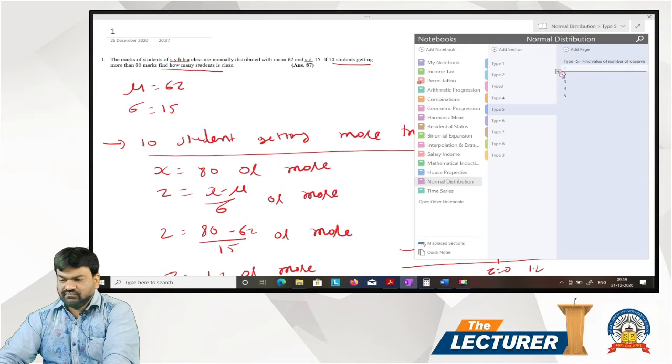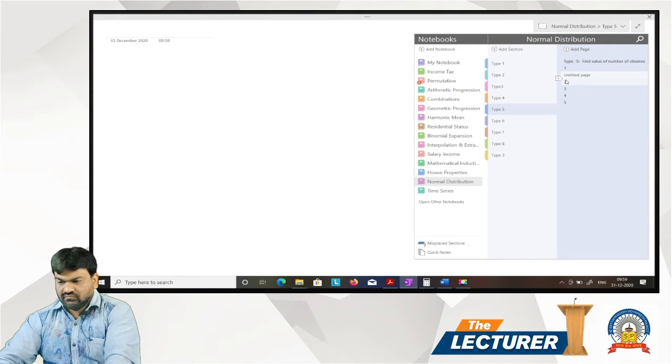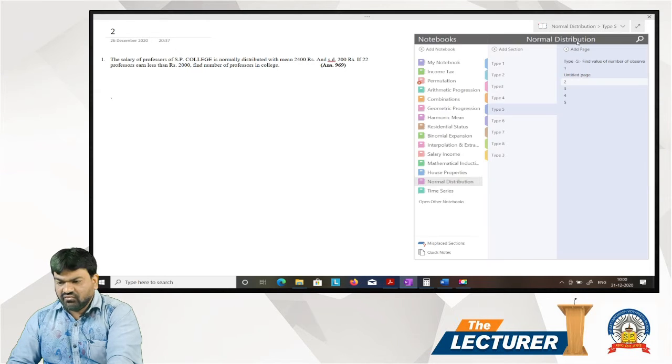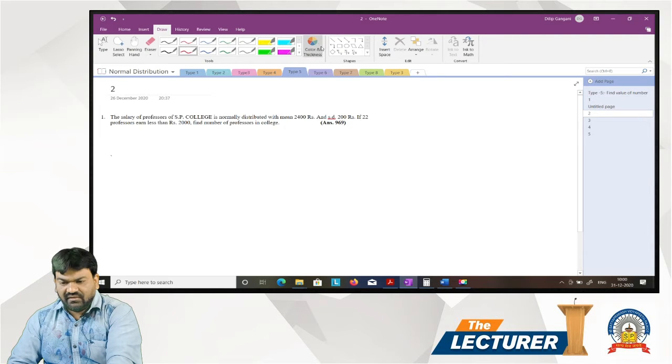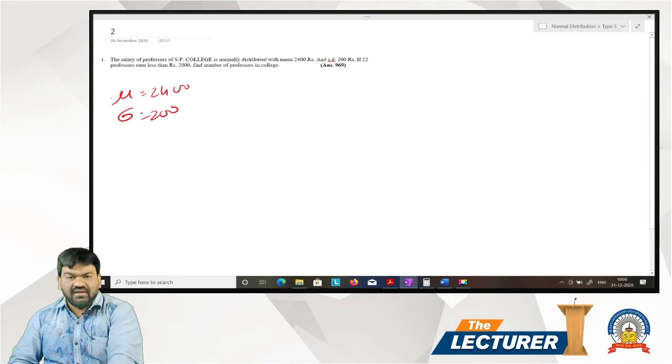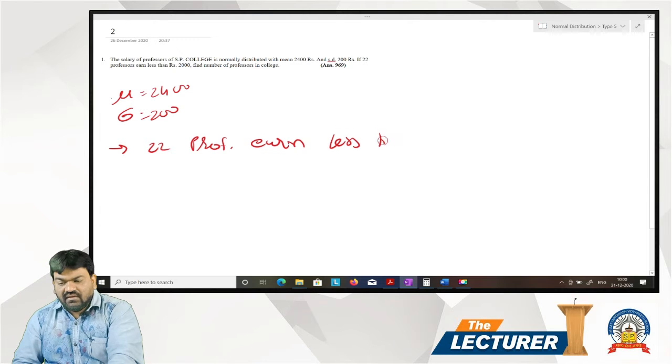Next, example number 2. The salary of professors of SP college is normally distributed with mean 2400 and standard deviation 200. Mean, that is mu, is equal to 2400 and standard deviation is equal to 200. If 22 professors earn less than 2000, find the number of professors in the college.